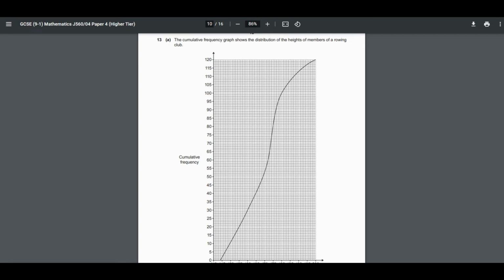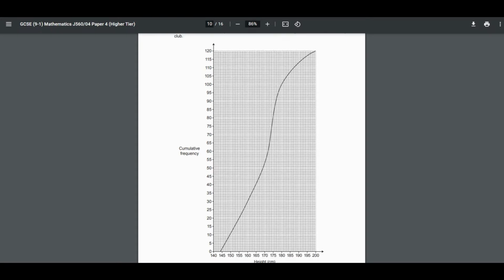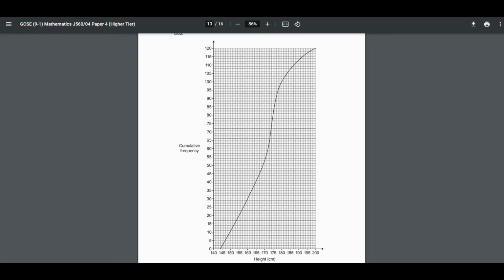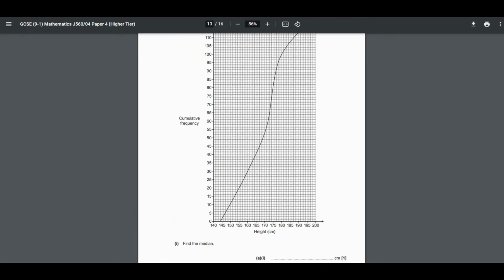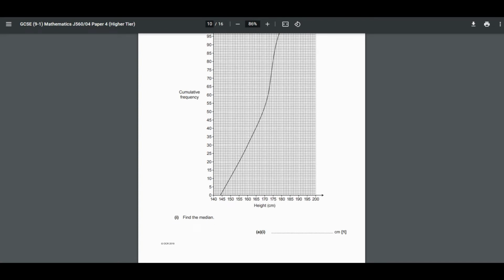Question 13a. The cumulative frequency graph shows the distribution of heights of members of a rowing club. So here we have the information below as a cumulative frequency graph. It says find the median for question 13ai.